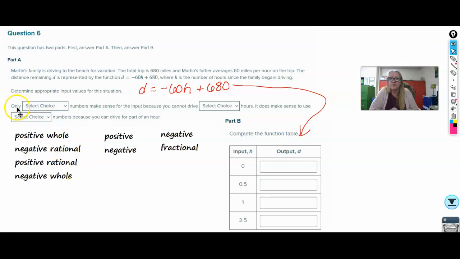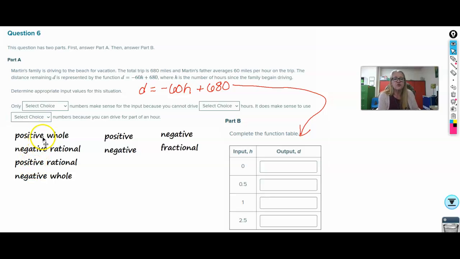So this first sentence says, only blank numbers make sense for the input because you cannot drive blank hours. These are your choices for this first box. Only positive whole numbers, that would be like 1, 2, 3, 4, 5, 6, 7, 8, 9. Only negative rational numbers, that is negative numbers that can be fractions or decimals. I think we've already decided you can't drive negative hours. So the only possible correct answers here are positive whole and positive rational.